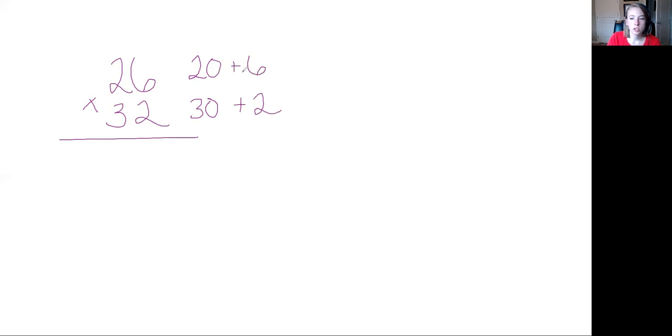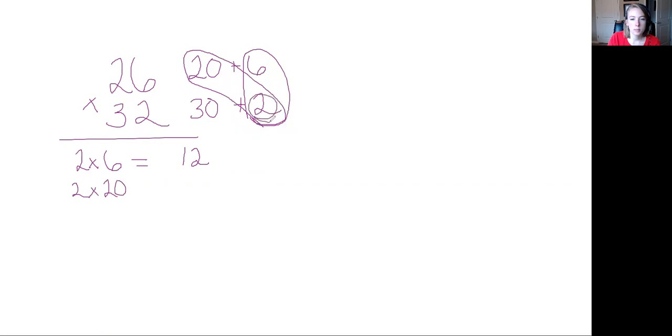So here I'm actually going to start and do the ones first. So I'm going to do 2 times 6, and that's going to give me 12. And I'm going to make my 12 go a little bit over, because remember we have to line up the place value. And then I'm going to do this 2 times 20. So I'm starting with the ones place in my bottom number as the one I'm multiplying by the top number. So this is going to give us 40.